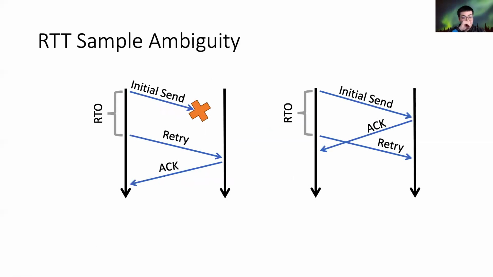And there's also the RTT sample ambiguity. What we are talking about here is that, let's say you initially send some data, and then it times out. And then you retry, and this time you have a sample. You know the round trip time for the latest data. So this is a new sample data.